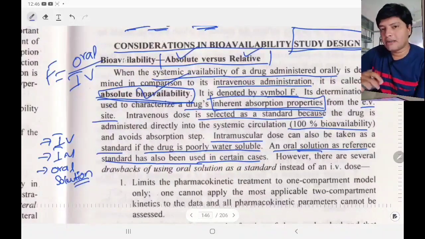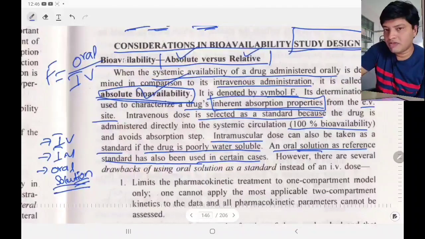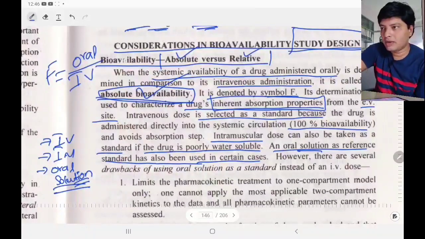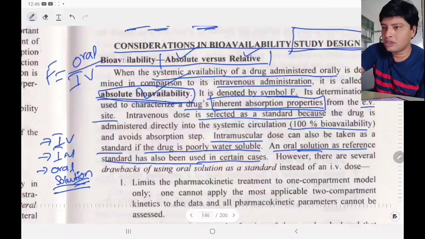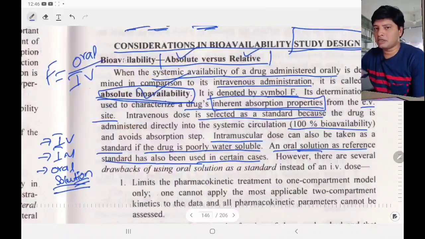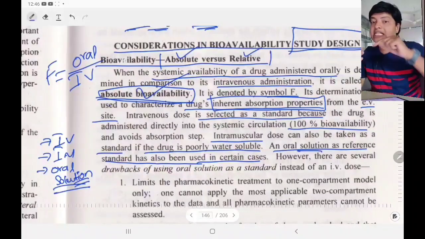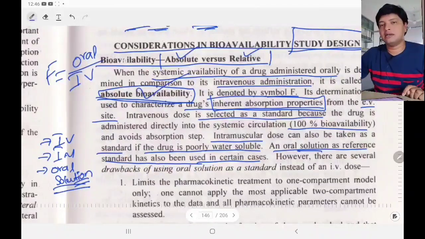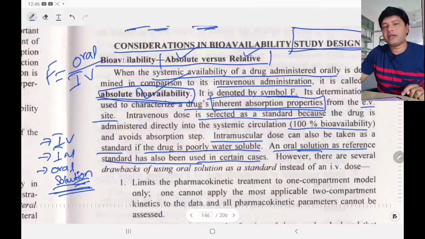Okay, how will you conduct this absolute study for oral solution? So we will give the drug in dosage form. If the drug is solid, we give the solid and measure how much drug has entered the systemic circulation. Then you will give the oral solution, and measure how much drug entered the systemic circulation. From this study, what you come to know is the effect of excipient on the drug absorption. Also you can come to know this if you take oral solution as a standard.